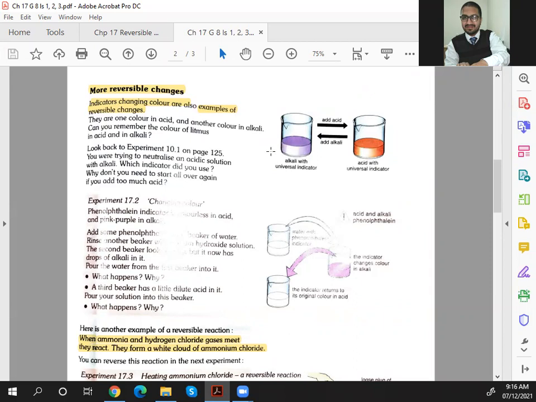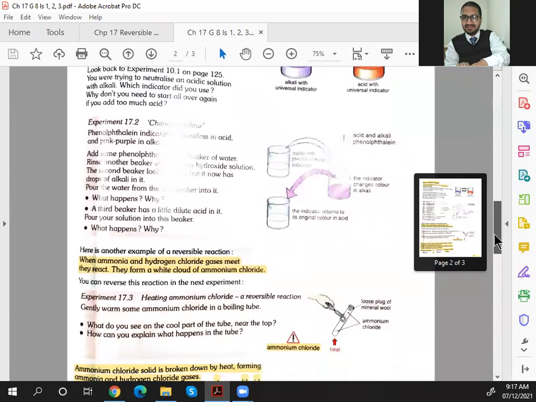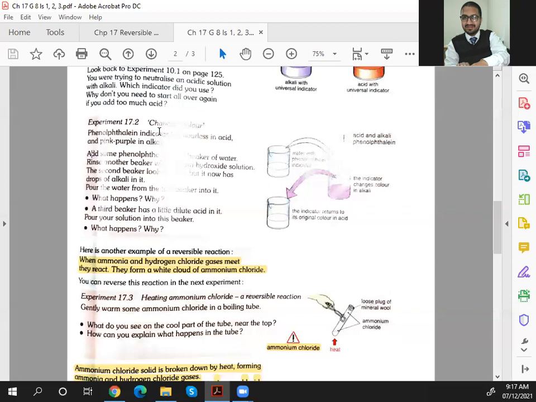So I would like Abdullah Shoaib, can you please read this experiment 17.2? You don't have a book? Yeah, please open your book because here the image is a little bit blurry. That's the reason. Page number 221, 221. Experiment number 17.2.